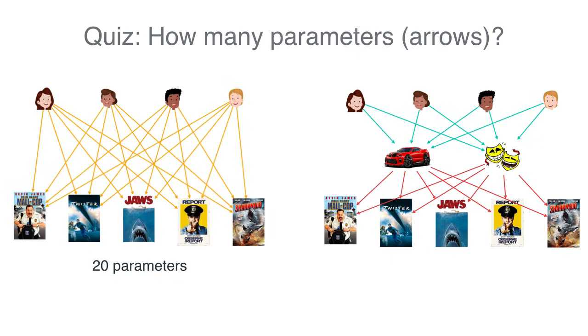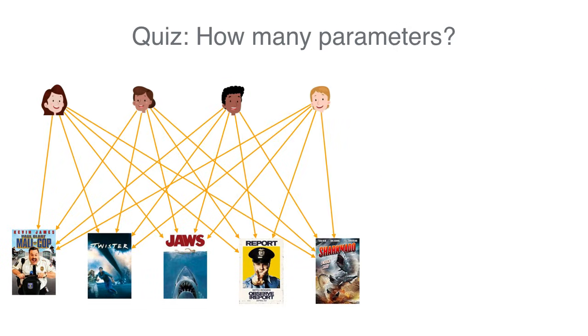There's 20 edges, which is 5 times 4, whereas the one on the right has 18 because it's 4 times 2 for users times features and 2 times 5 for features times movies. So it's 8 plus 10. So there's not a lot of space saved.